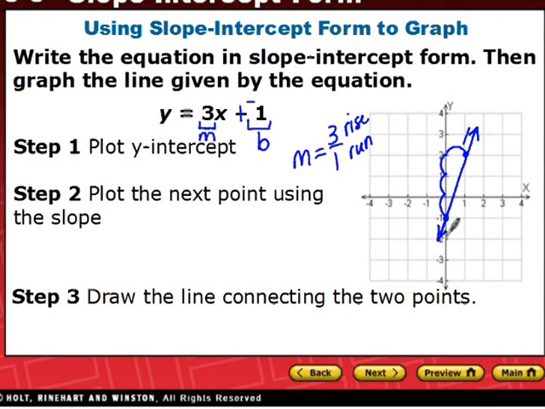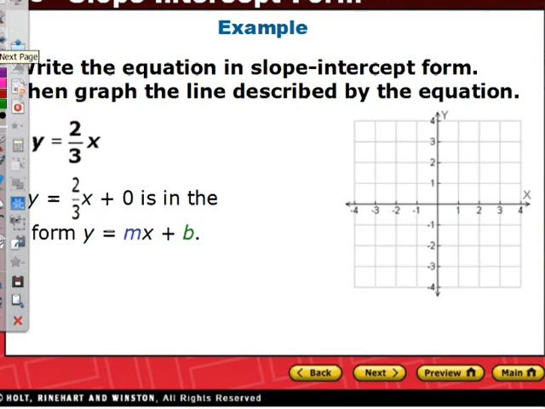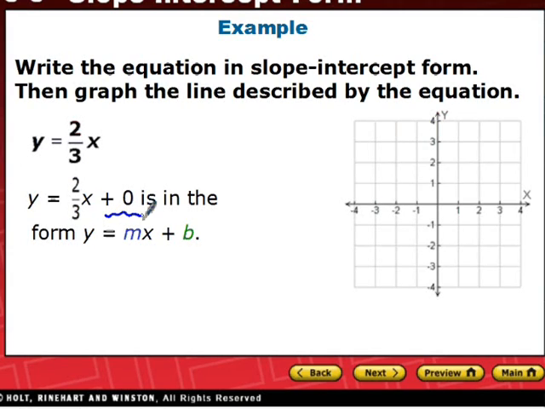Ready to try another one on your own? If you didn't do that one on your own, try this one on your own. It's a little bit tricky, but they gave you a hint right here: y equals 2/3 x, or 2/3 x plus 0. Pause it. Come back in a minute. Now you're back. So you have your y-intercept at (0, 0), at the origin. Totally fine. If there's no y-intercept, then the y-intercept is at the origin.